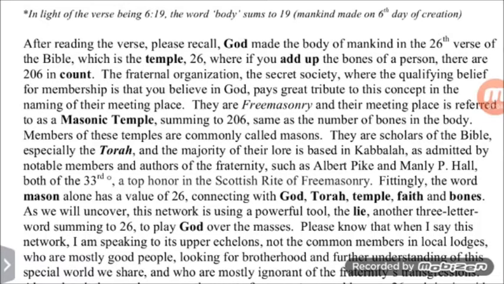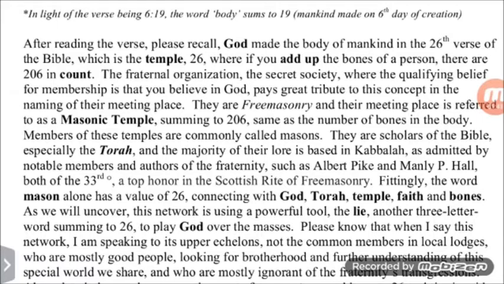Members of these temples are commonly called Masons. They are scholars of the Bible, especially the Torah, and the majority of their lore is based in Kabbalah, as admitted by notable members and authors of the fraternity, such as Albert Pike and Manly P. Hall, both of the 33rd degree, a top honor in the Scottish Rite of Freemason. Fittingly, the word Mason alone has a value of 26, connecting with God, Torah, temple, faith, and bones.